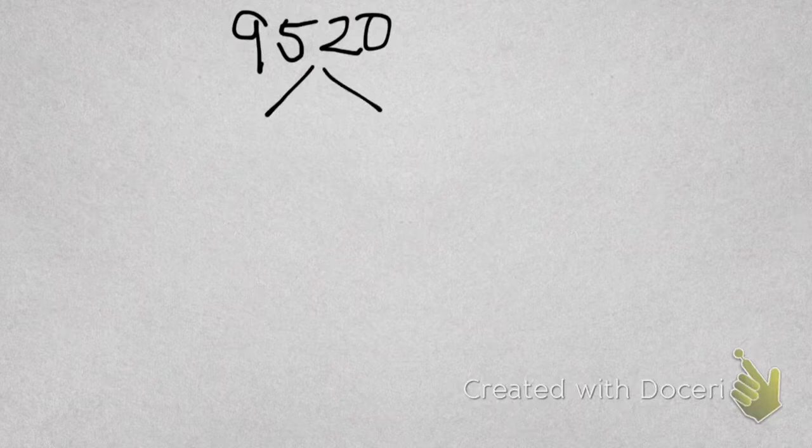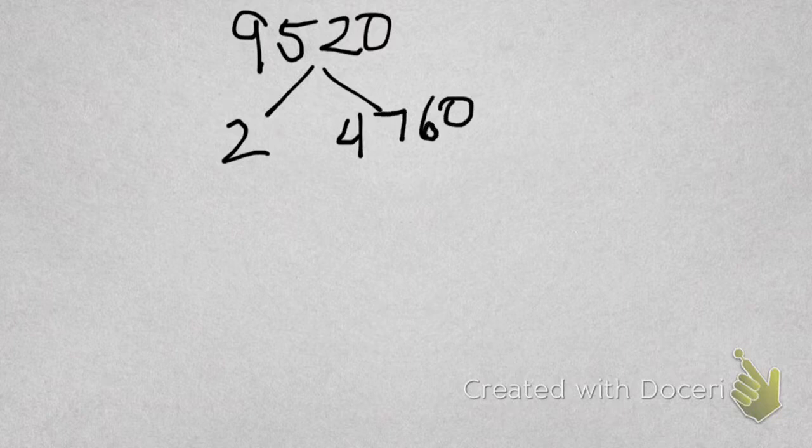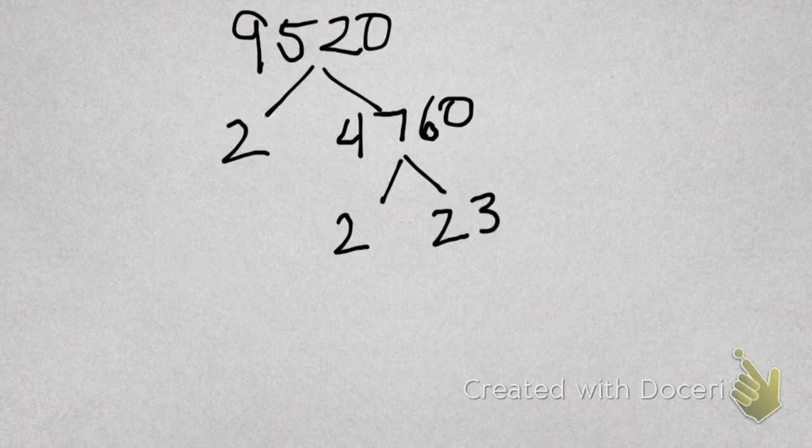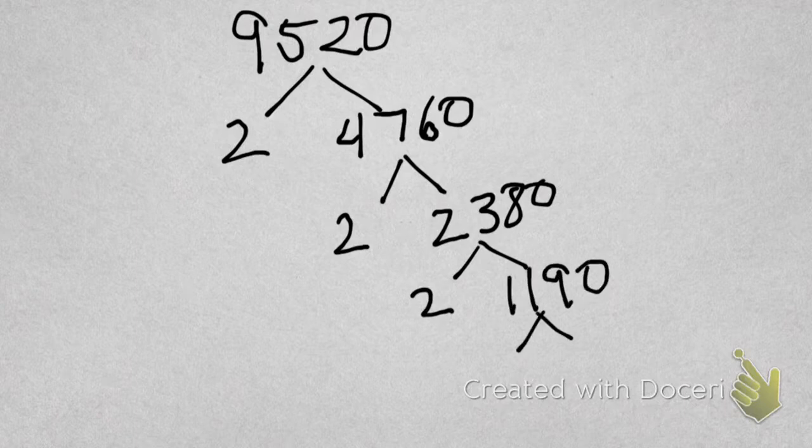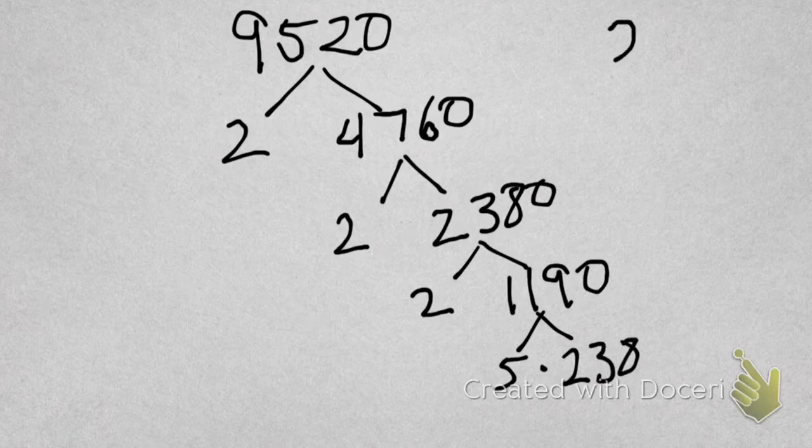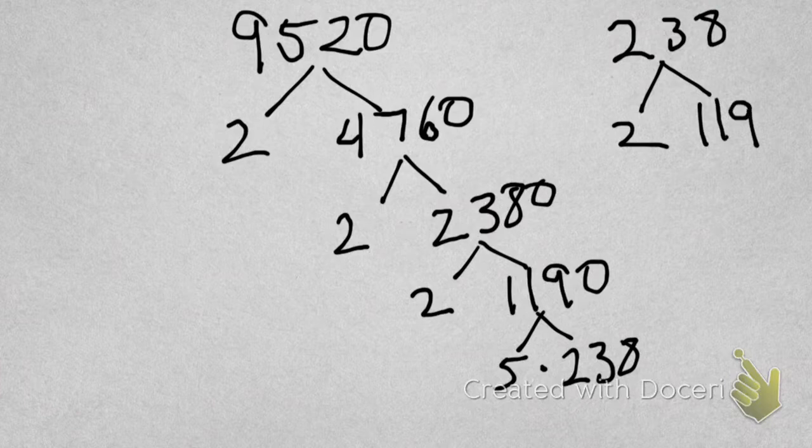And now we're going to do one more. We're going to do a really big number, 9,520. Again, I'm going to start with my 2. So 2 times 4,760. And now that also is divisible by 2, which takes me to 2,380, divisible by 2. 2 times 1,190, divisible by, let's do 5. So if I do it by 5, that's 238 times 5. I'm going to start up here. 238 is 2 times 119, and 119 is 7 times 17.